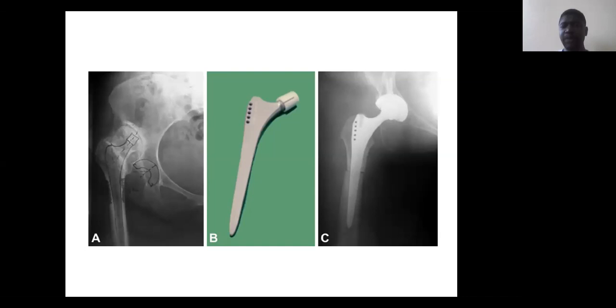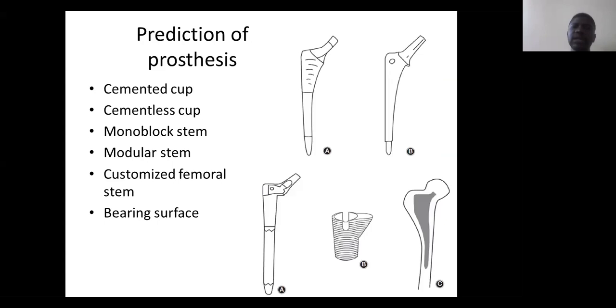Then selection of the prosthesis. It is recommended to be a cementless cup. In the femoral stem, favored if you're going to be using a monoblock stem is a two-thirds coated stem. It has been shown to give better initial stability as compared to the proximally coated stem. Then modular stems have been shown to do better, especially in these patients where the proximal femoral anatomy is unpredictable. So it allows us to play around with what we have until we get what the patient needs.